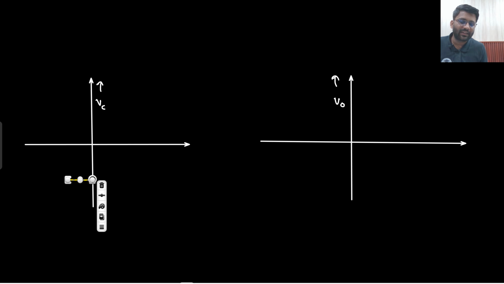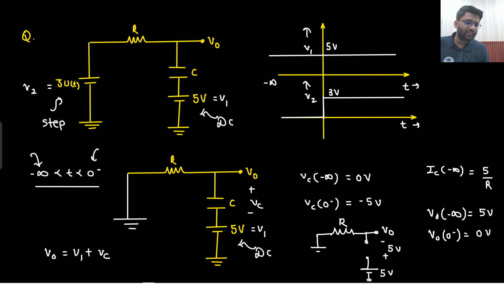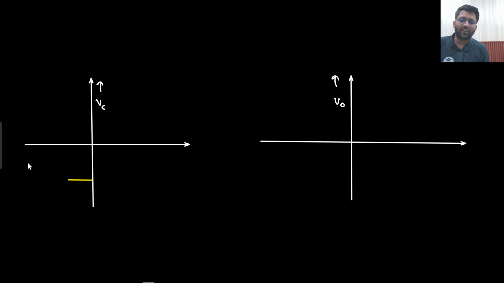0 minus means this is the steady state. This is the steady state and this is the initial condition. From here the circuit started and this is the steady state. Although it was at 0 and then from 0 to minus 5 volt it would have reached, somewhat like this, with exponential charging. But I don't need to make this waveform. I don't need to start it from minus infinity. I will just simply show that here the value is minus 5 volt.